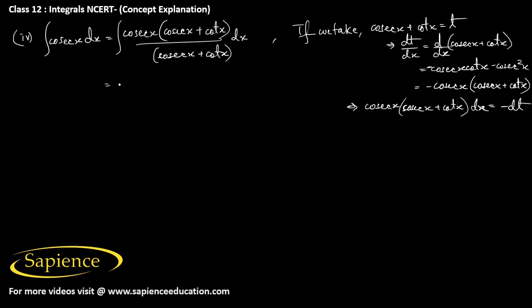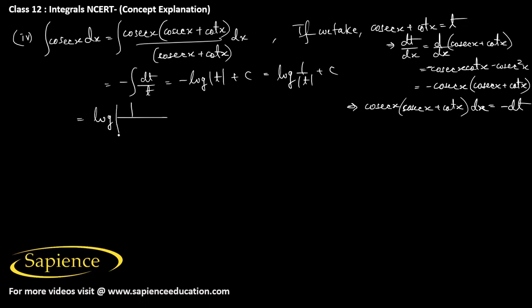So this can be written as minus integral dt by t. So this will be minus log mod t plus c. Or this minus, I can take it as the exponent of t. So that will be log of 1 by mod t plus c. So this will be equal to log of mod of 1 by cosec x plus cot x plus c.